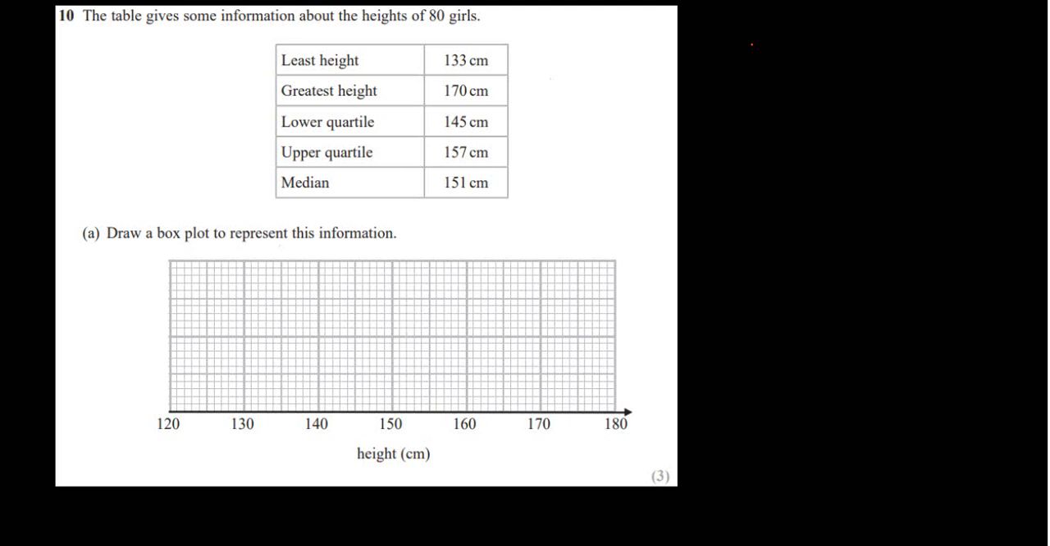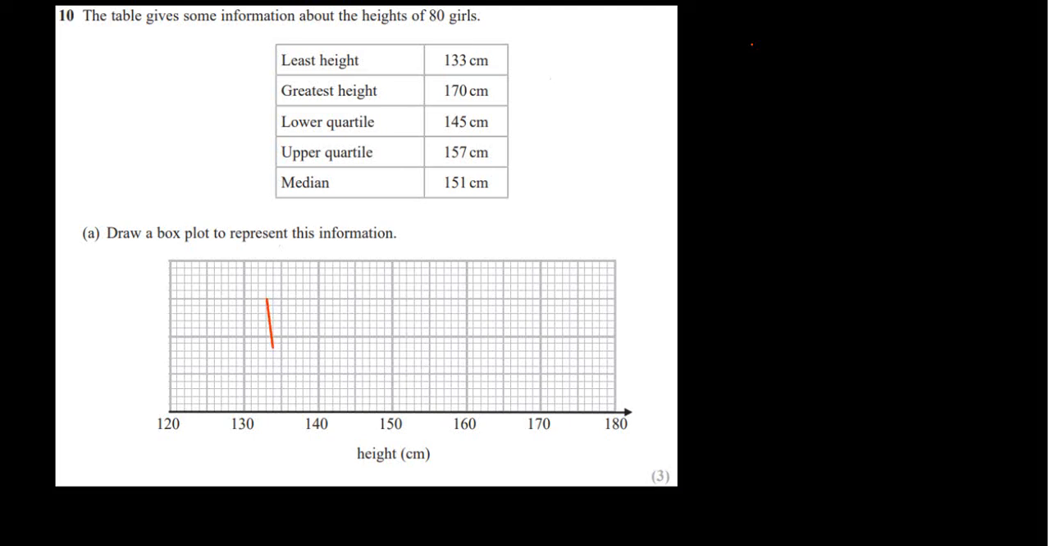So let's get started. Question number 10 says the table gives some information about the heights of 80 girls. The least height is 133 centimeters. So I'm going to draw the line for 133 centimeters for my stem and leaf diagram. You can see 133 would be roughly about here, so I draw a line like that.